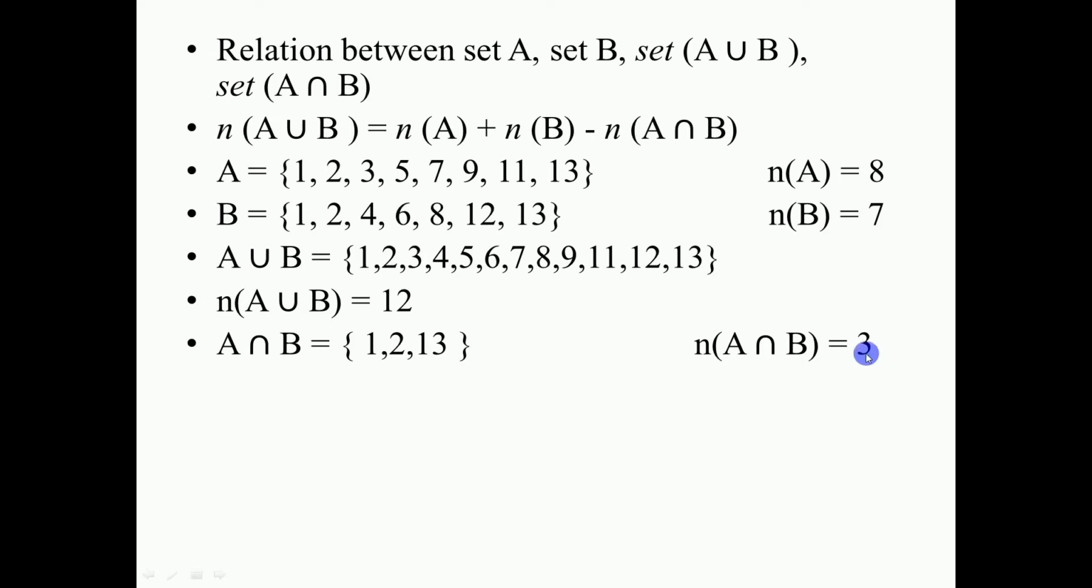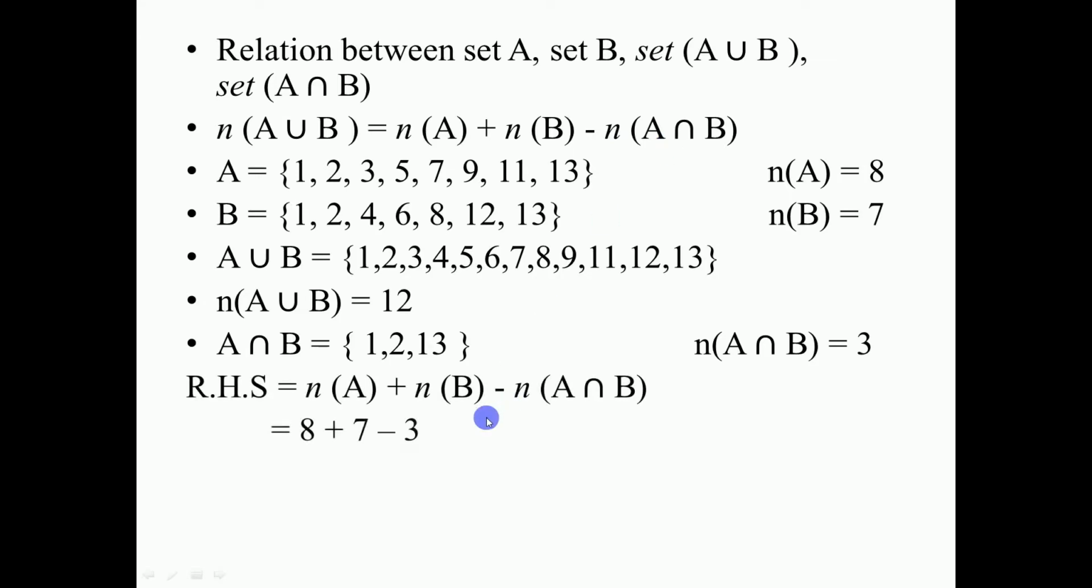Now let us take the RHS. RHS is n of A plus n of B minus n of A intersection B. So RHS, let us substitute the value. So n of A is 8, this is 7, and this is 3. So this is nothing but 15. 15 minus 3 is nothing but 12, and 12, as you can see, is nothing but n of A union B, okay. So LHS is equal to RHS, and we have proved this relation, okay.